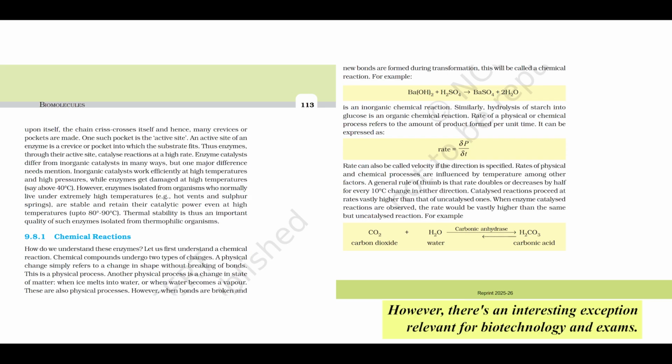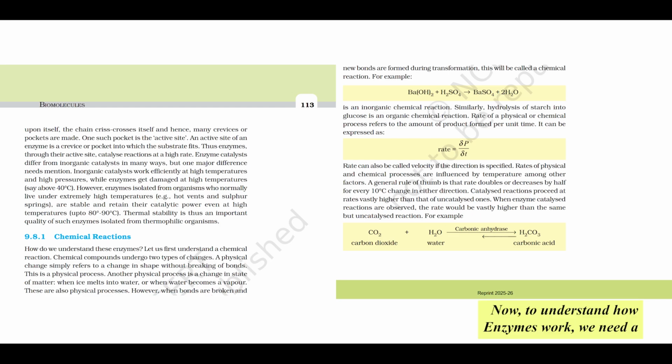However, there's an interesting exception relevant for biotechnology and exams: enzymes from thermophilic organisms. These are microbes that thrive in extremely hot environments like volcanic hot springs or deep-sea hydrothermal vents. Thermophiles, heat lovers. Right. Their enzymes are naturally adapted to be stable and functional at very high temperatures, sometimes even 80–90 degrees C or higher. This thermal stability is a remarkable adaptation.